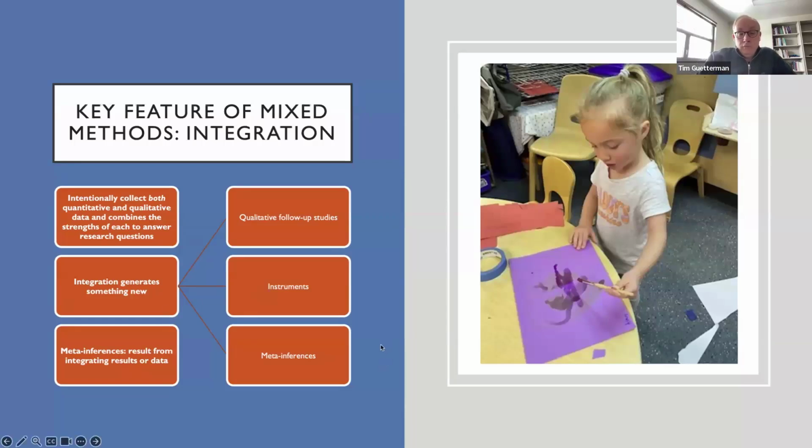Or it could be meta inferences. And meta inferences are a term that are used often in mixed methods research to refer to the results of an integrative analysis. And those have been termed as new insights. Some people prefer to call it new claims, but I think of it as something new that you're learning from integrating the two forms of research that's beyond what you would learn if you just looked at the two separately. And we'll delve into that in a little bit more detail as well.